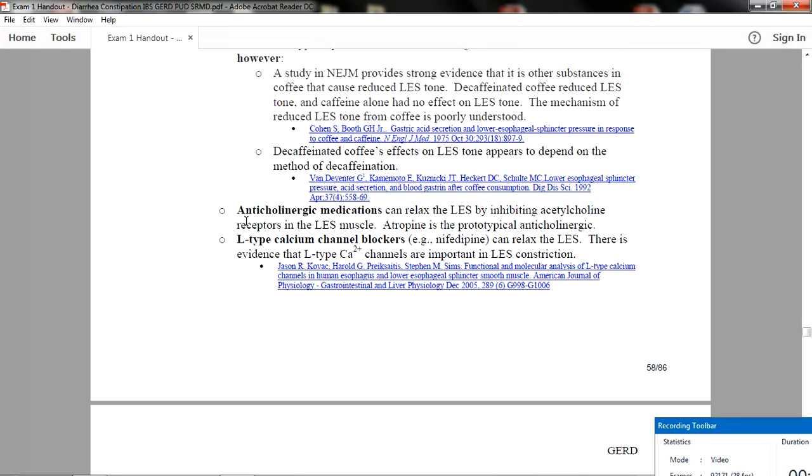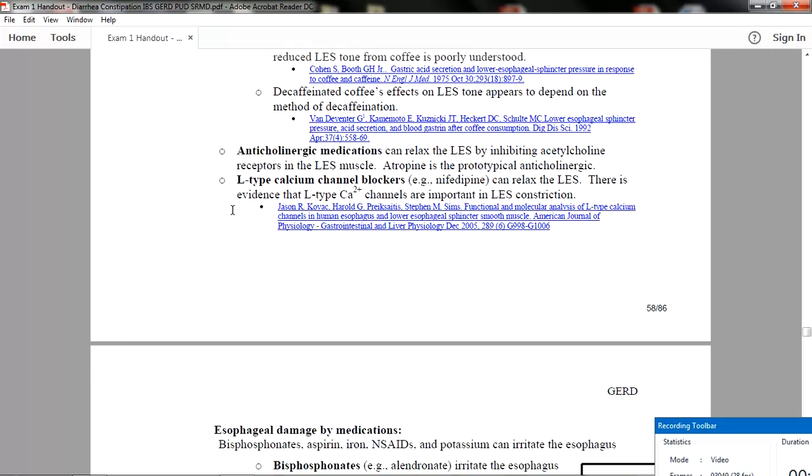Anticholinergic medications can relax the lower esophageal sphincter because acetylcholine is actually helpful to constrict the sphincter. Atropine is an example, a prototypical anticholinergic. It's not used too often, but you might see it in emergency medicine if there's a need to increase the heart rate. That can relax the lower esophageal sphincter, but generally, if someone's using atropine, we're not too worried about GERD because it's used in an emergency situation.